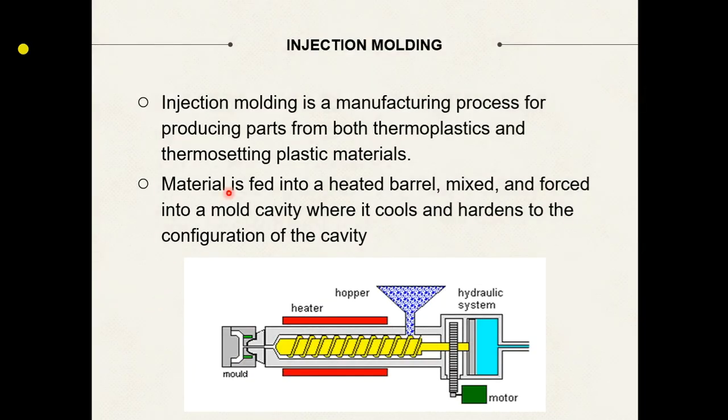Injection molding is a manufacturing process for producing parts from both thermoplastic and thermosetting plastic materials. Okay, from here we can see that injection molding is very suitable for plastic materials. Next, material is fed into a heated barrel, mixed, and forced into a mold cavity where it cools and hardens to the configuration of the cavity. This point right here means that the material will be heated and mixed and forced into a mold cavity where it cools and hardens into the configuration of the cavity.